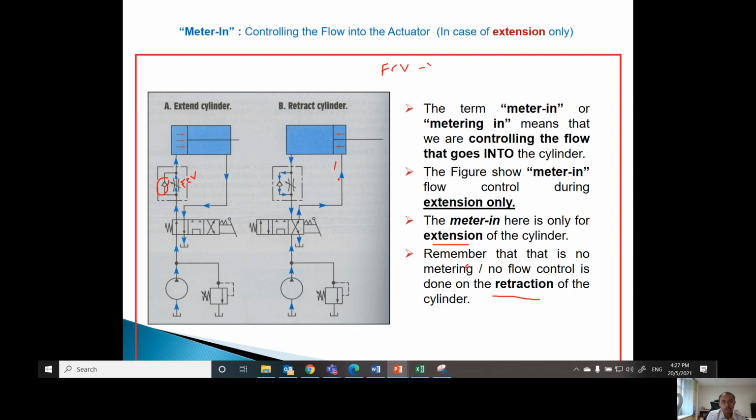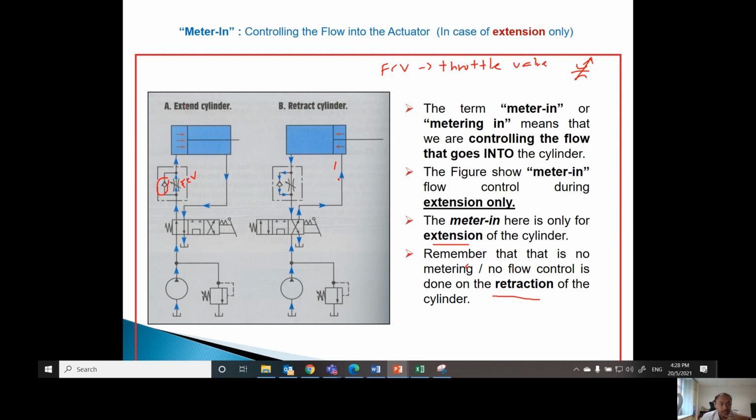So flow control valve, the most popular one is the throttle valve. This symbol, right? Which is this one. But the whole thing here is called a one-way flow control valve. It's the one that you use in your hands-on experiment in the lab, because you have the check valve connected parallel to the flow control valve. So during extension, what happened? The piston will move at a controlled speed depending on how you set the opening of this FCV.